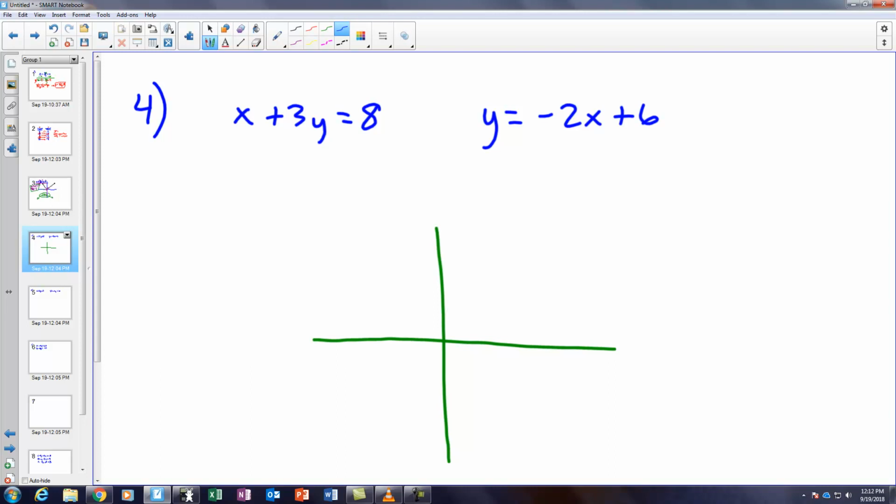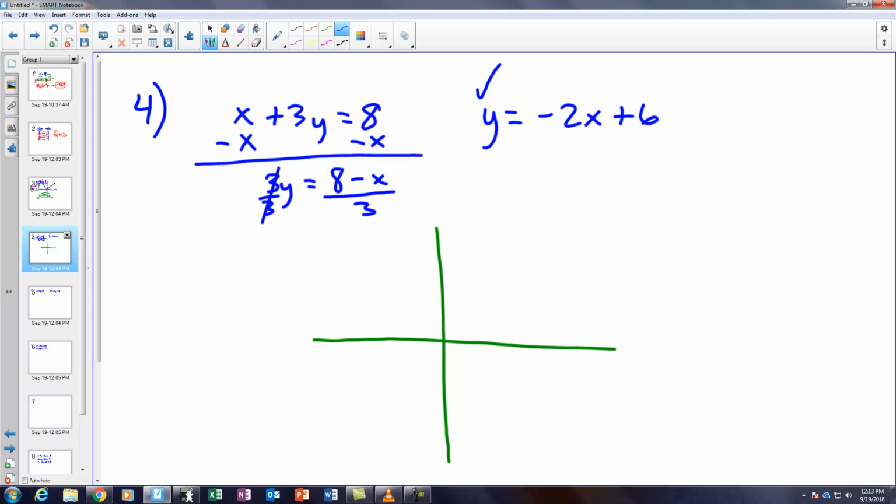To use our calculator or to graph them by hand, typically we want the y equals, which we see we do have over here on the right, but we don't have on the left. So we're going to rearrange this so we get y alone. So I'm going to minus x. That's going to make 3y equal 8 minus x. And then I divide by 3.